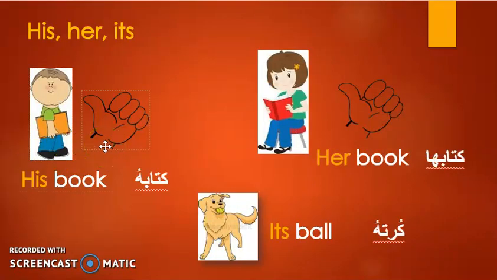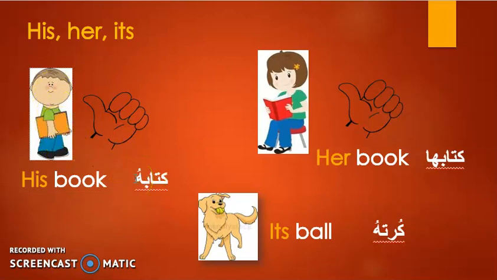In this example, we're seeing the third person singular and third thing singular. His, her, its. His book. The book belongs to him. It's his book.